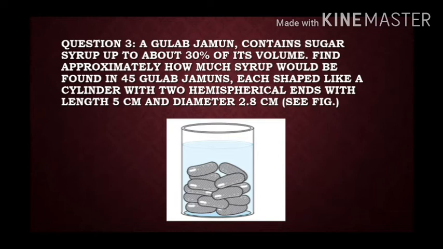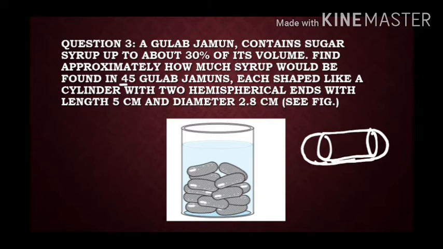How many gulab jamuns are there? 45 gulab jamuns are here in this container. Now, these gulab jamuns are in the shape of a cylinder with two hemispheres. So, it is looking like in this form. This will be the rough diagram of the gulab jamun, where this length is given as 5 centimeter and diameter is given as 2.8.